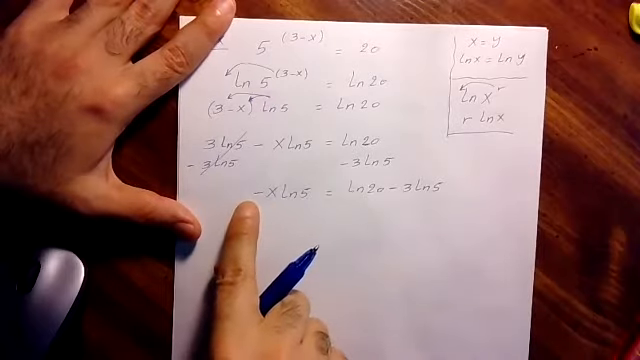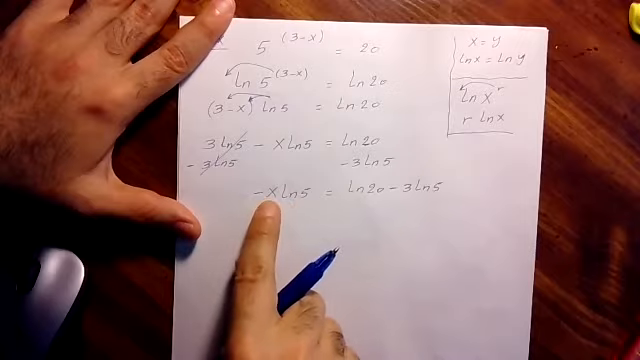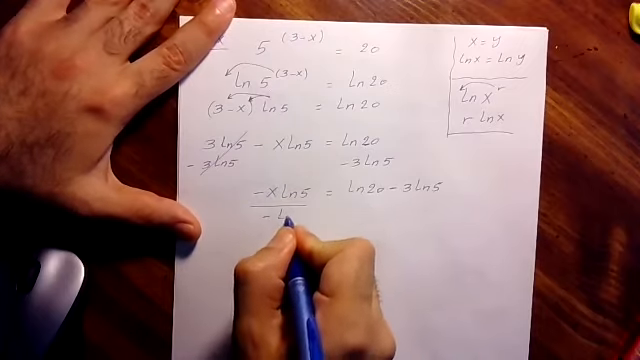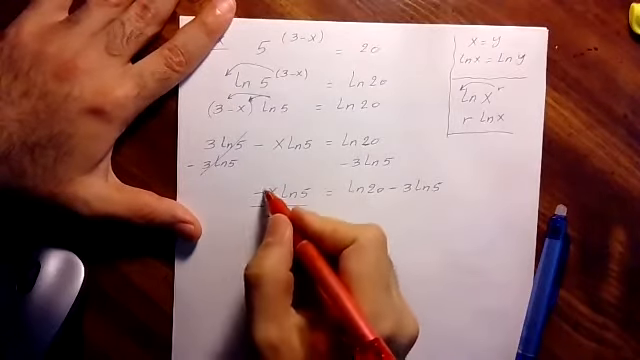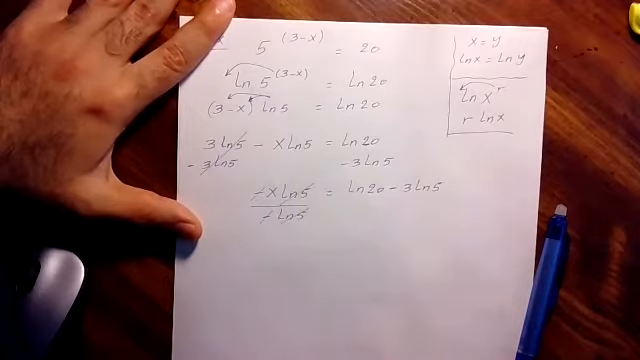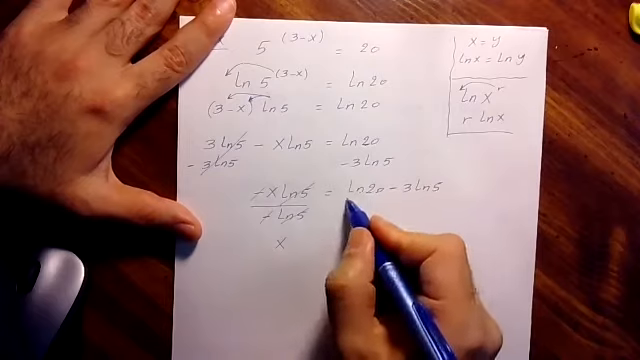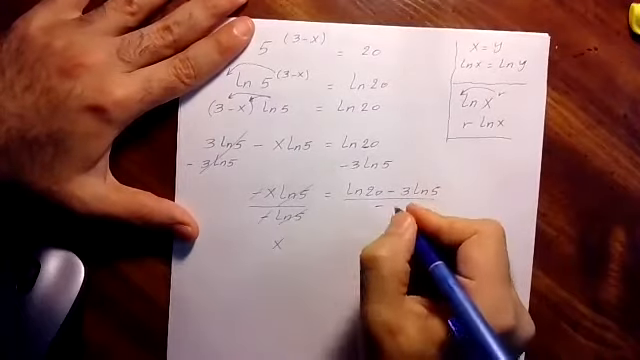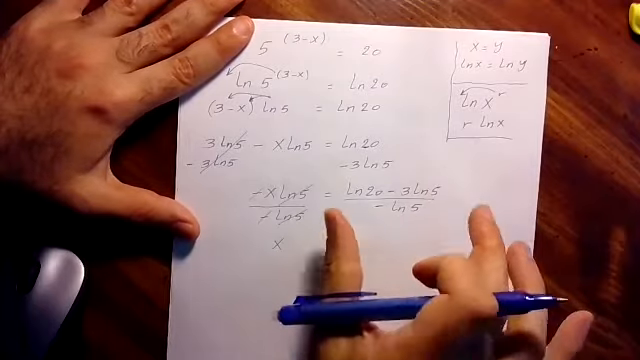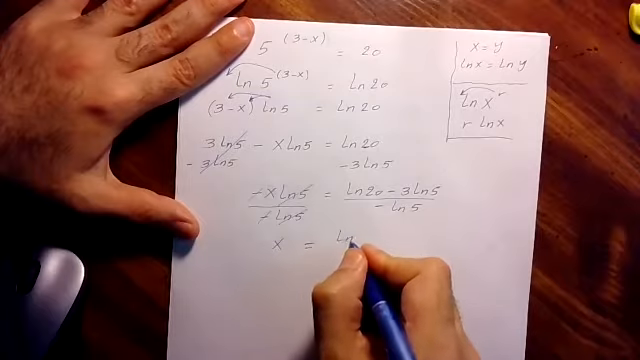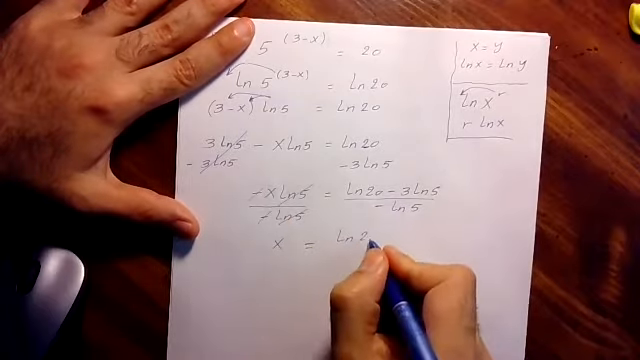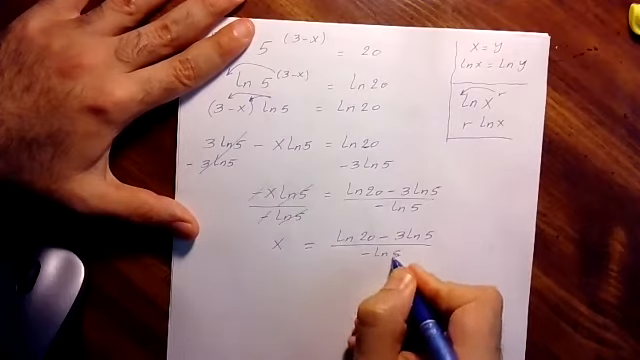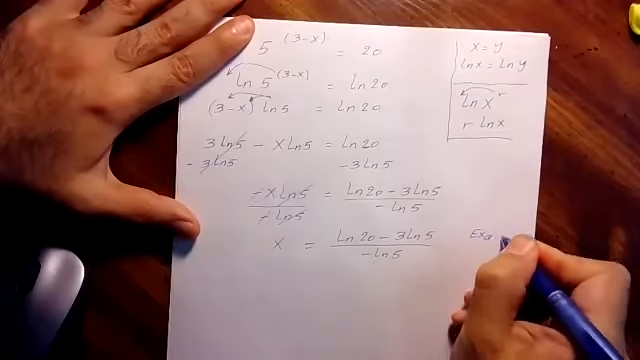Now, last step, I have negative x ln 5. I need to keep just the x. So I'm going to divide both sides by negative ln 5. You see, the sign is going to be cancelled with the sign. ln 5 cancelled with ln 5. The leftover here is just the x. And the other side is negative ln 5. So here is x, the leftover from the left side is just x. From this side it is going to be ln 20 minus 3 ln 5 over negative ln 5. So this one is the exact solution.